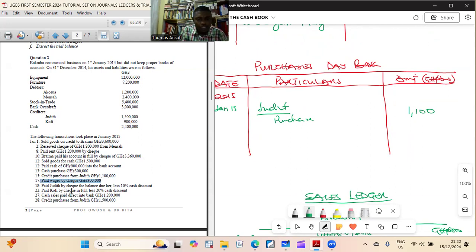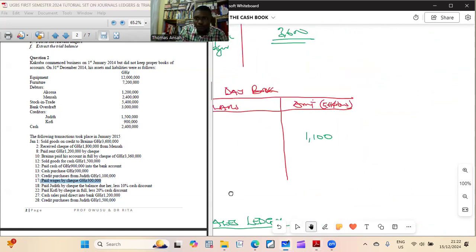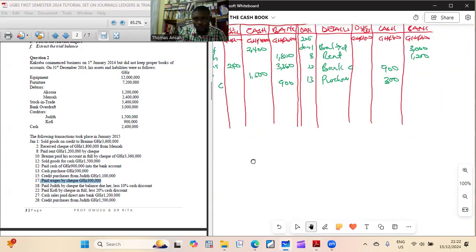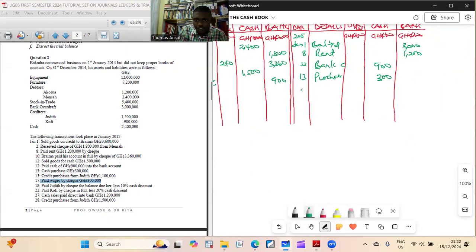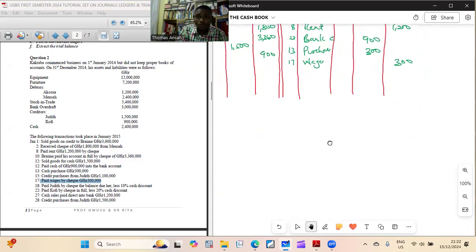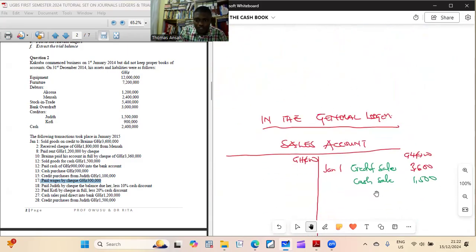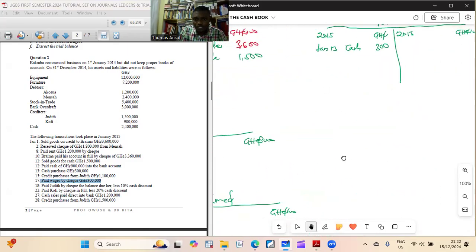paid wages by check. So you go to cash book, paid wages by check. Which date is that? 17th. Wages paid by check. That is 300. So corresponding entry will go where? Wages in the general ledger. So we need to open wages in the general ledger.